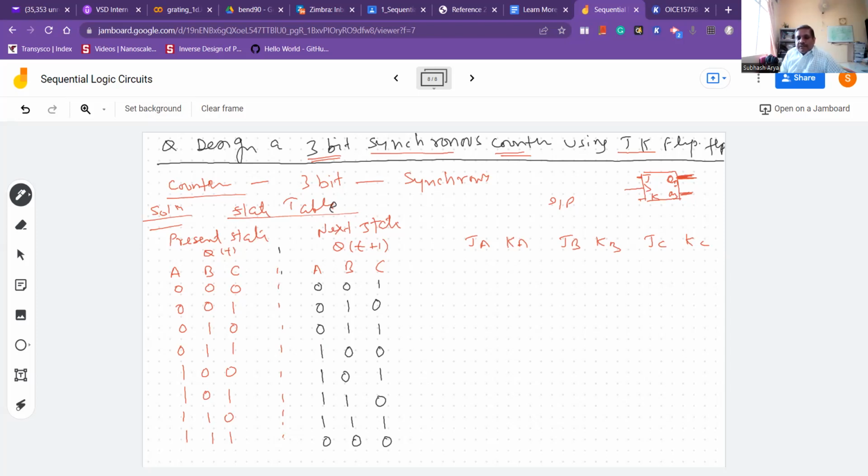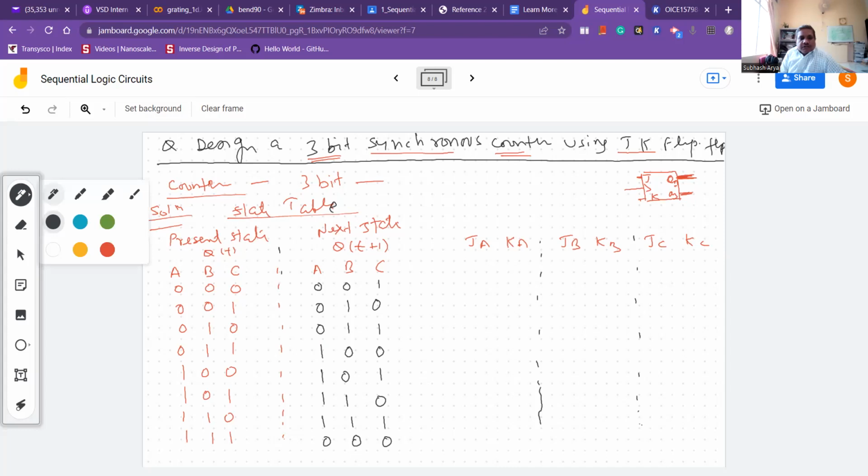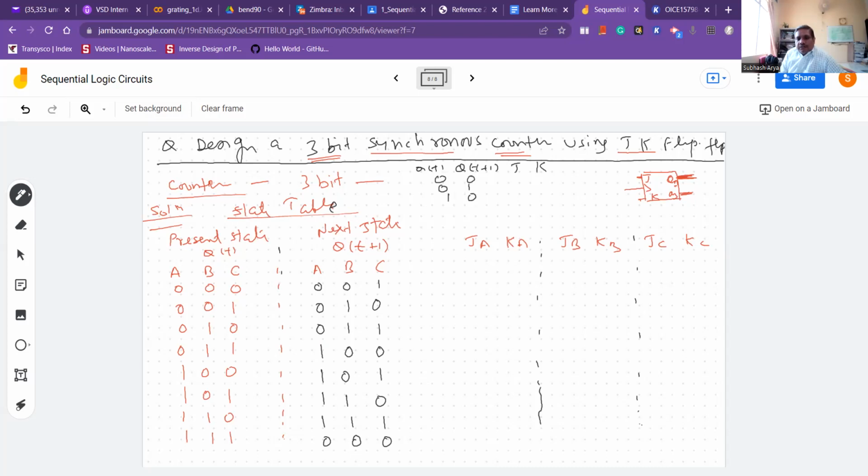Now based on that, we have to find out the inputs of this flip flop. For that, we need the excitation table. So let me write here the excitation table of the flip flop for reference. Here I write Qt and here Qt plus 1 and here J and K. So 0, 0, 0, 1, 1, 0, 1, 1.